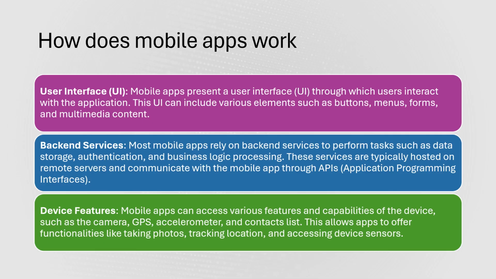So let's look at how mobile apps basically work. You have a user interface. Mobile apps present a user interface through which the users interact. This user interface can include various elements such as buttons, menus, and forms. So when you open any app, you'll have a set of buttons or forms which you can click or enter details in, and multimedia content. So this is basically the user interface, that is what the user interacts with in the app. This is the front end, where you click something and then something happens.